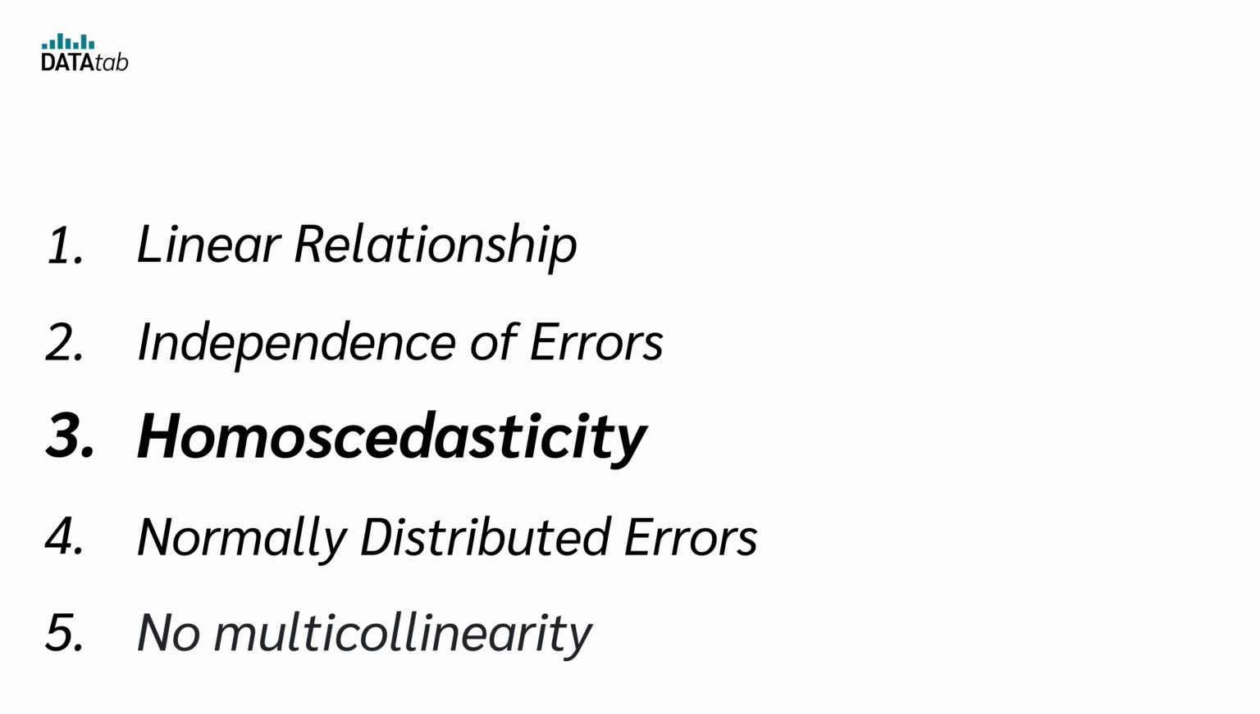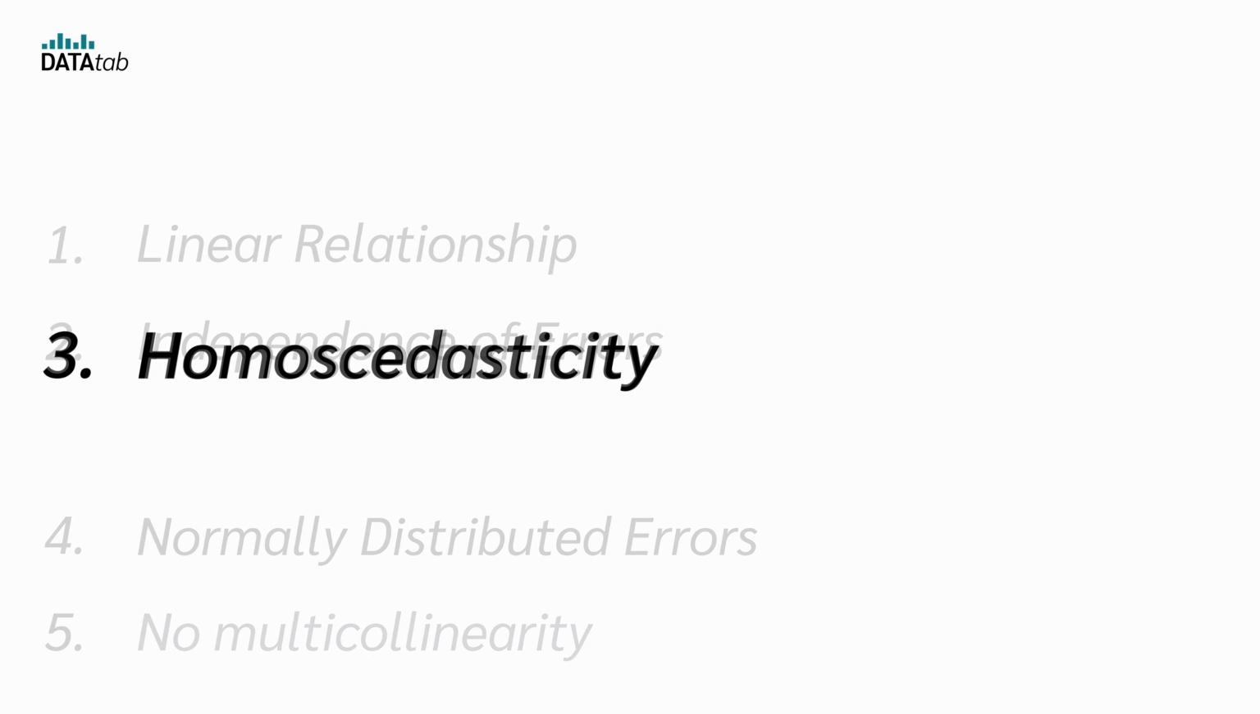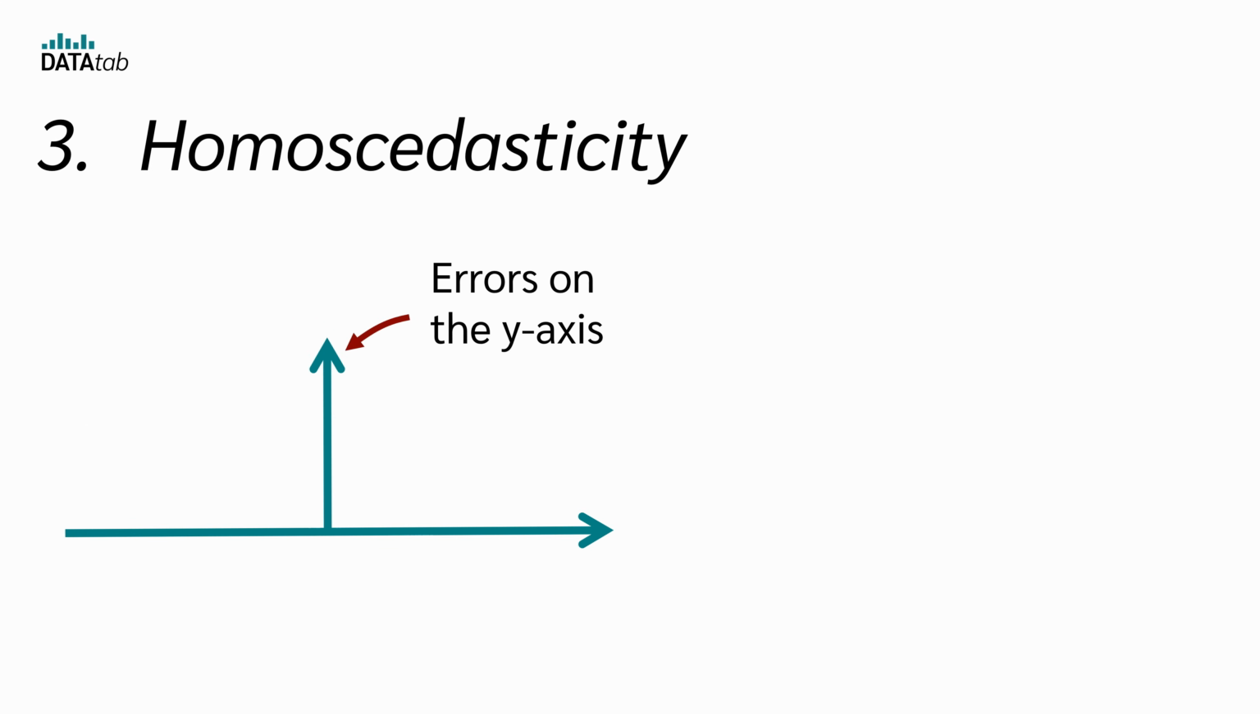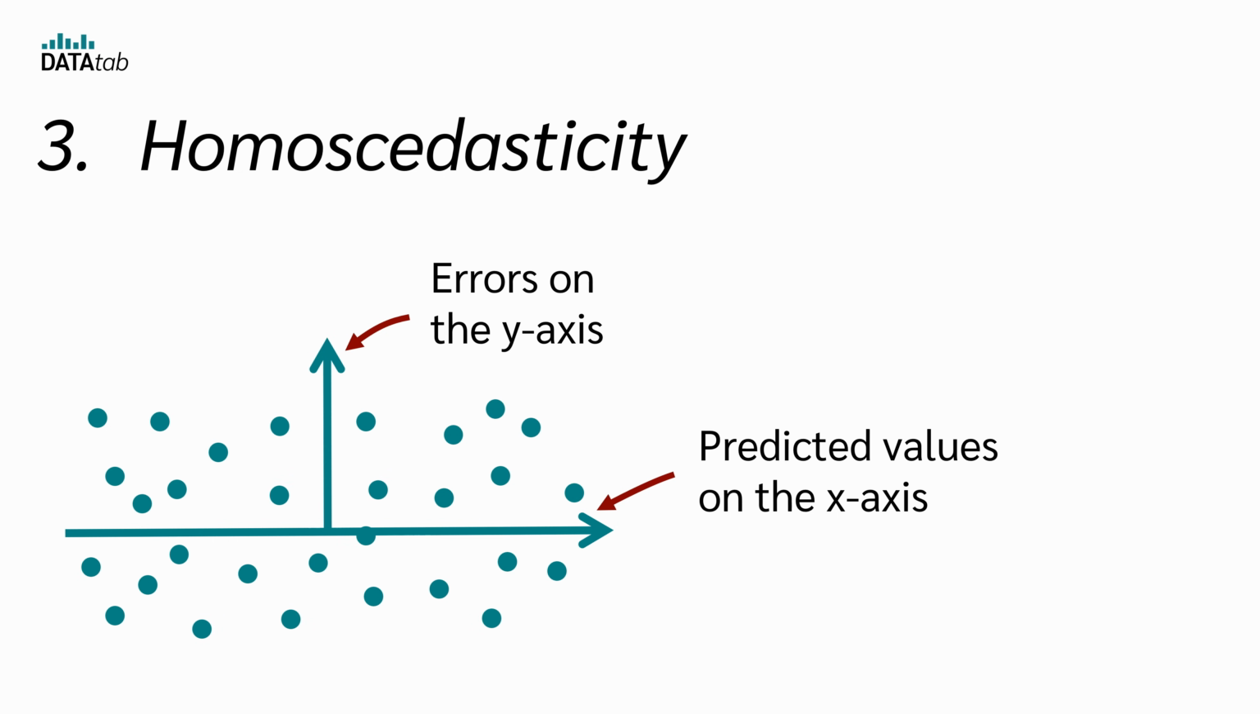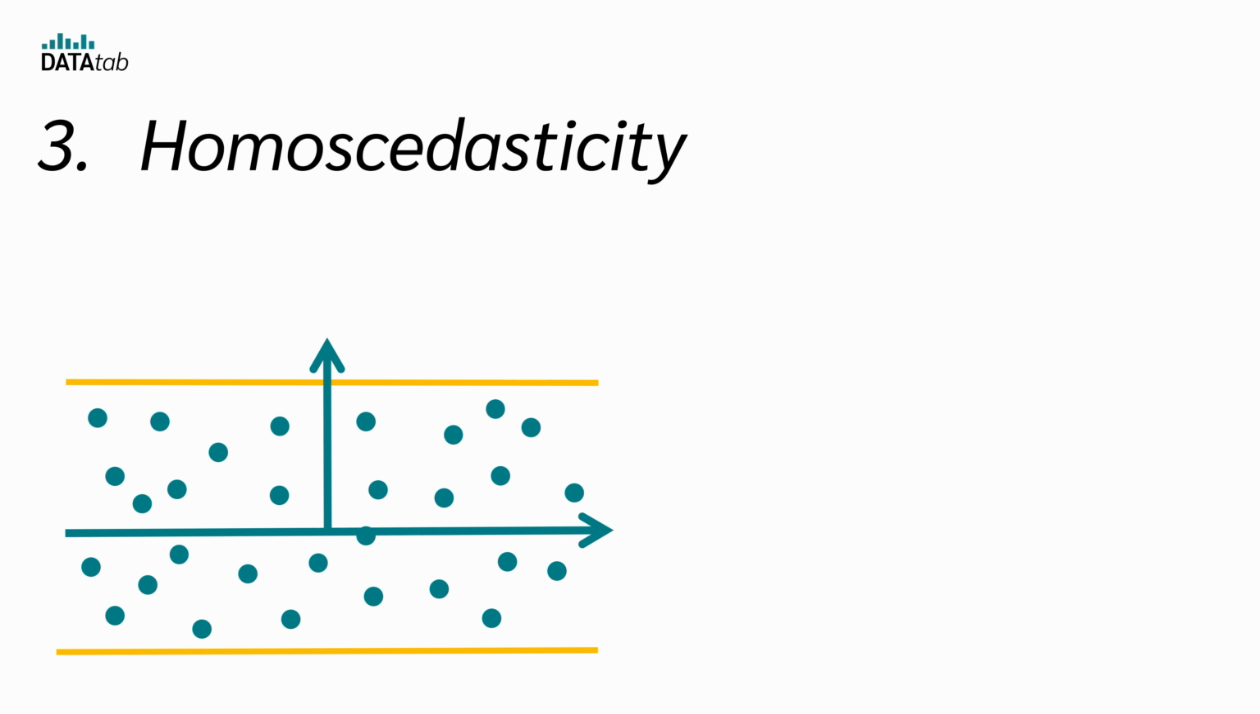Number 3, homoscedasticity or equal variance of errors. If we plot the errors on the y-axis and the predicted values from the regression model on the x-axis, their spread should be roughly the same across all values of x. In other words, the variance of the error should remain constant. In this case, the assumption is fulfilled.